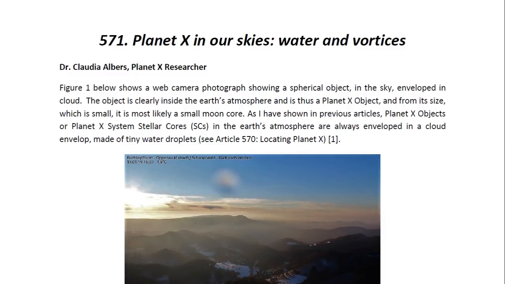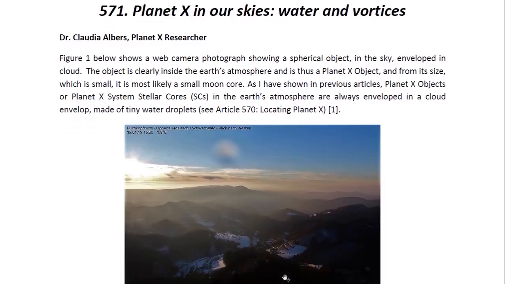This one's entitled Planet X in Our Skies, Water and Vortices. Now, figure 1 below shows a web camera photograph showing a spherical object in the sky enveloped in cloud. The object is clearly inside the Earth's atmosphere and is thus a Planet X object. And from its size, which is small, it is most likely a small moon core.